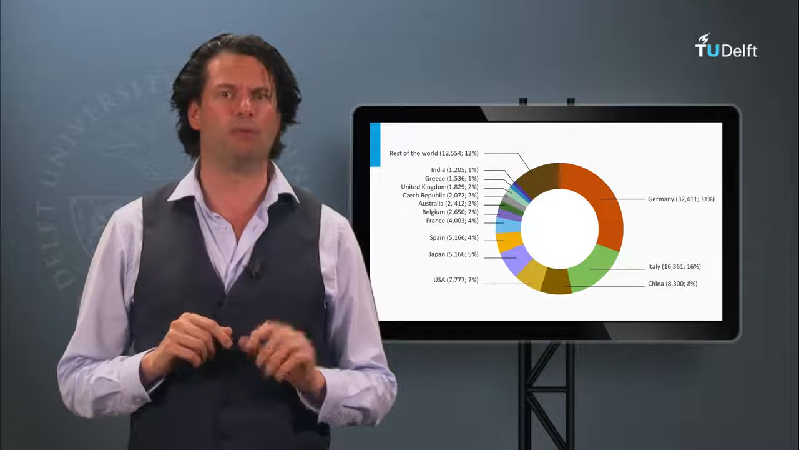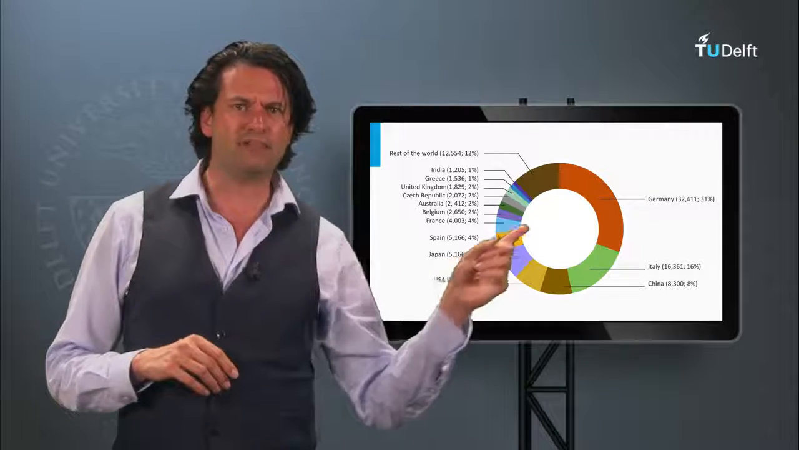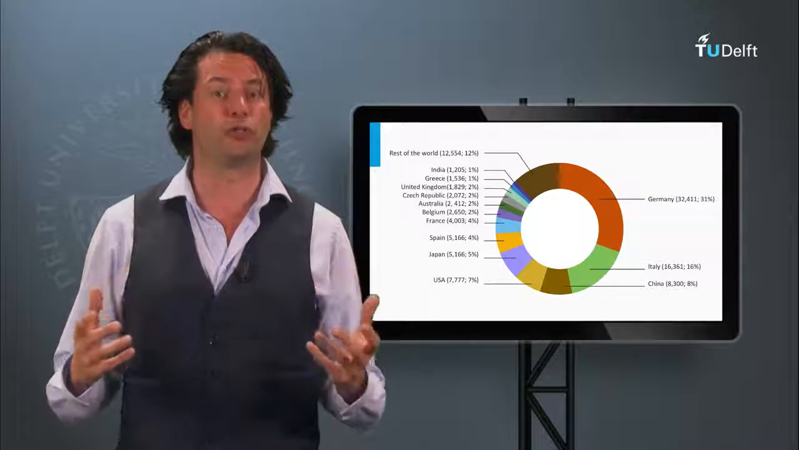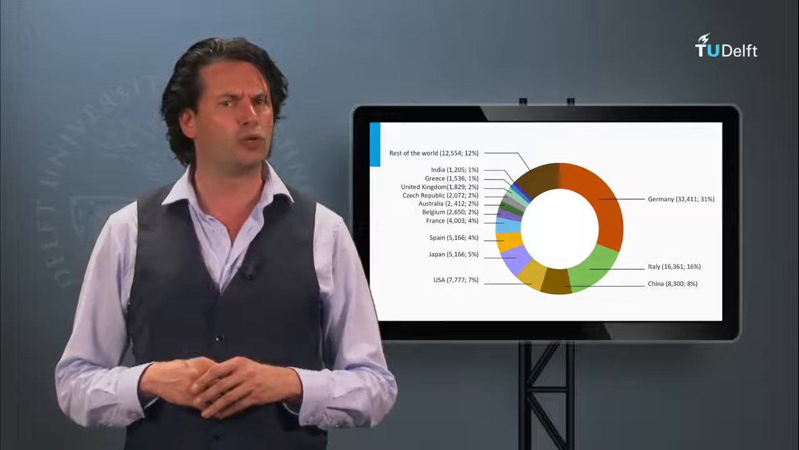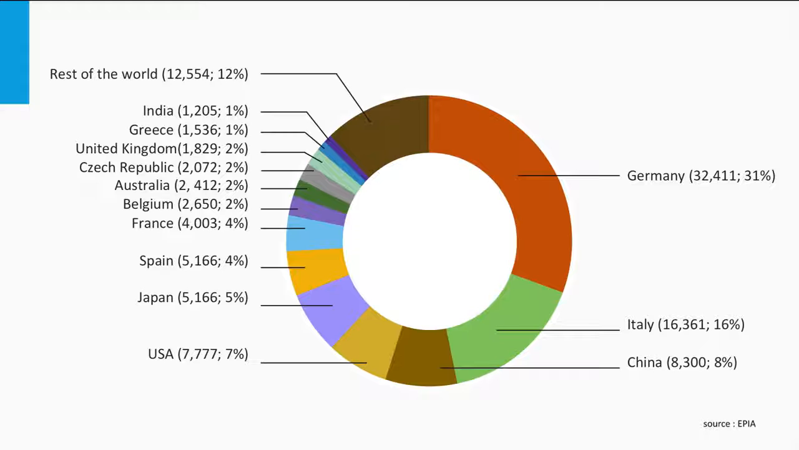Let's look for a moment in more detail to where the PV is installed in the world. This figure illustrates the relative contribution of various nations to the total installed PV power in 2012. Here we can clearly see that 31% of the total PV capacity is installed in Germany. This is a result of the German government's progressive feed-in tariff policy of the last 10 years.